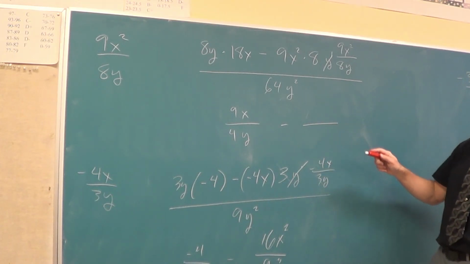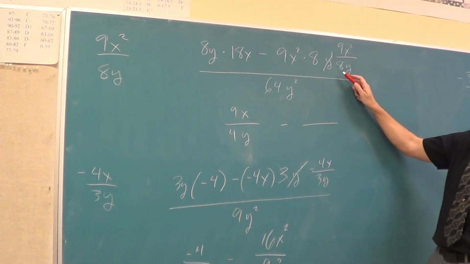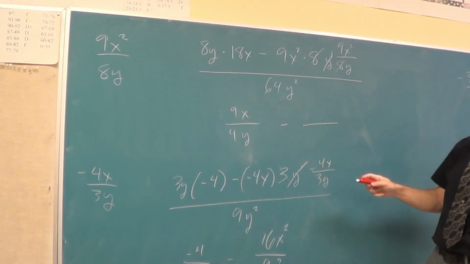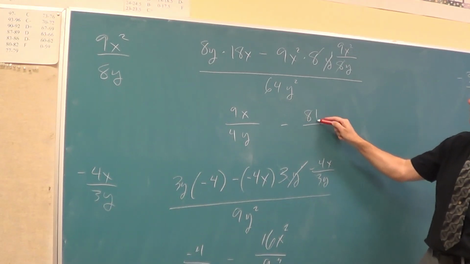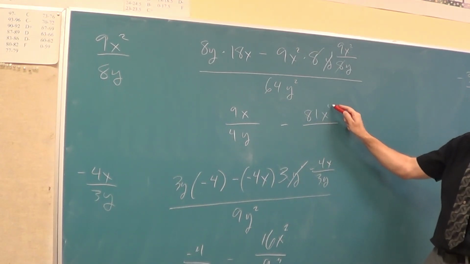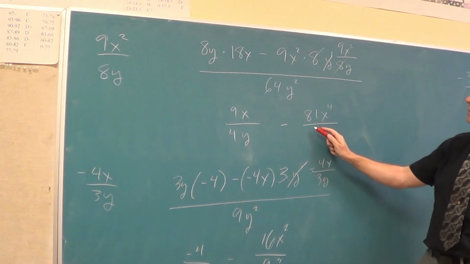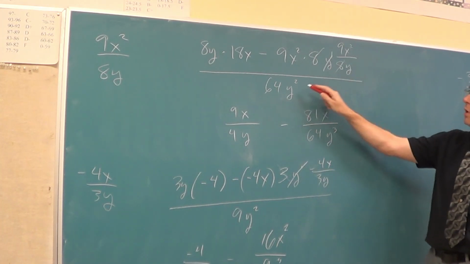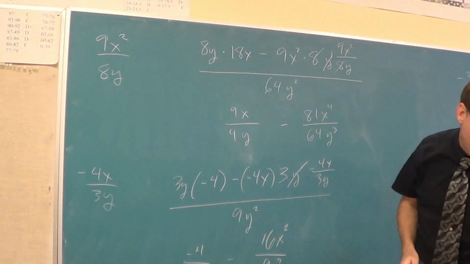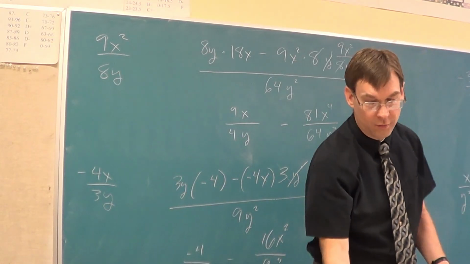In this world, I'd say that 8s is a nice cancel. 9s, 81. 81 on top, x to the 4th on top, and then 64 y cubed on the bottom, because one of those and two of those together make that. And there's a total victory.